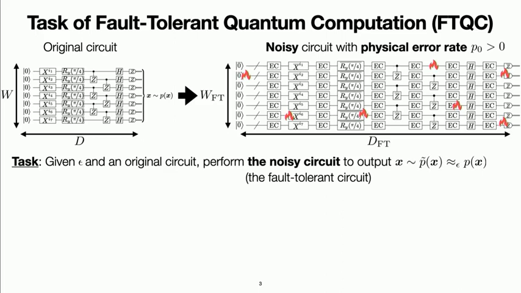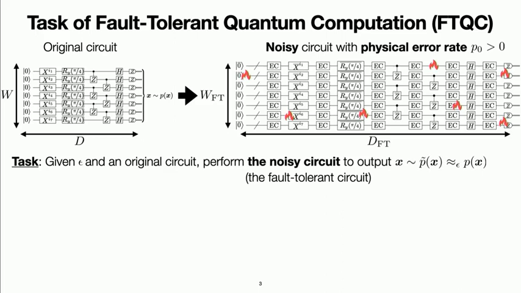To do this, we need to use a noisy circuit at the physical error rate P0 to still simulate this original circuit with a small overall error epsilon. The task here is, given a target error epsilon and the original circuit representing quantum computation, we perform a noisy quantum circuit to simulate the original circuit. This noisy circuit is called a fault-tolerant circuit.